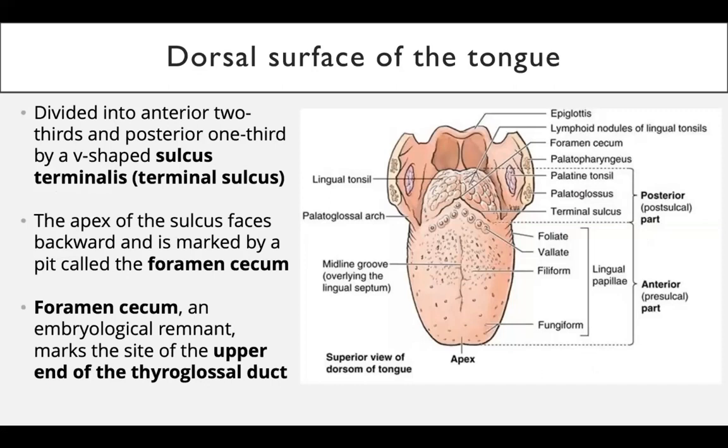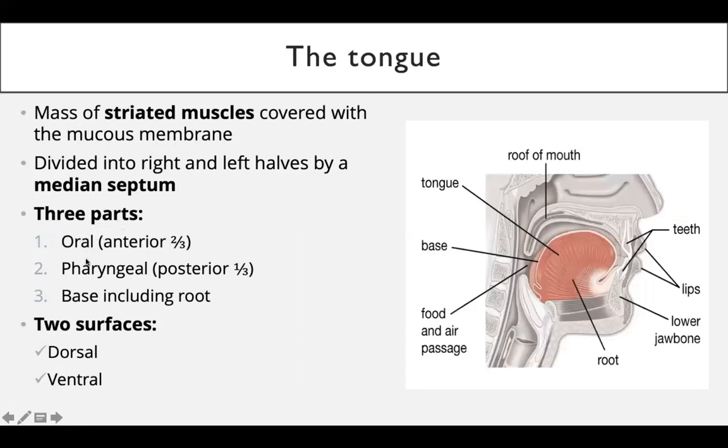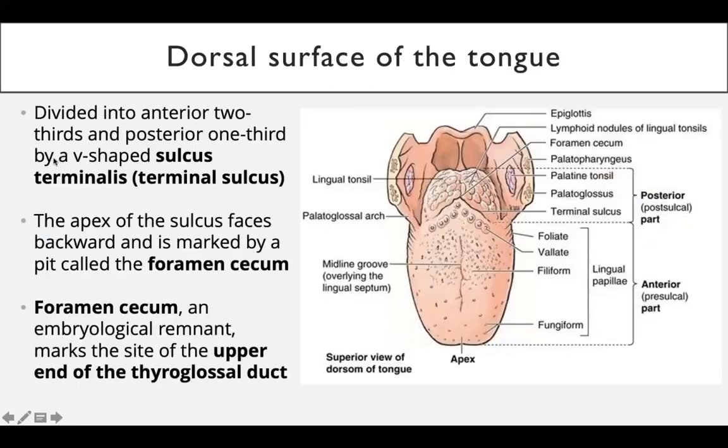Here we first study the dorsal surface of the tongue. As you can see, it's a huge structure divided into the anterior 2/3, known as the oral part or oral tongue, and the posterior 1/3, known as the pharyngeal part of the tongue, and is divided by a V-shaped sulcus. As you can appreciate in this diagram, there's a V shape. Posterior to that is the postsulcal part, also known as the pharyngeal part of the tongue.